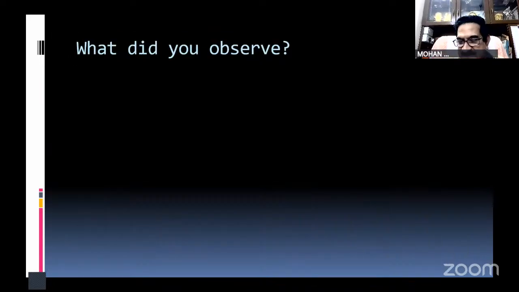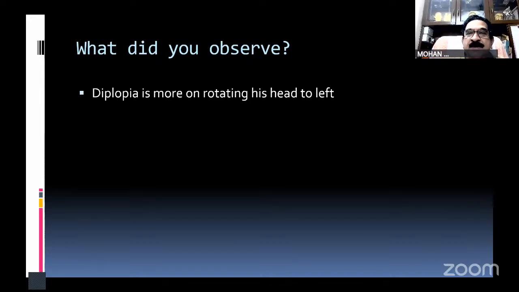That's a point I would like to make here. See, here diplopia is more on rotating the head to the left side. This positivity on head rotation does not always mean superior oblique muscle. It can also occur with the rectus, because the vertical and inferior recti also are rotators. So that also can produce a tilt to the image on rotating the head to the right and left side. Here the person has got diplopia more on rotating the head to the left side.